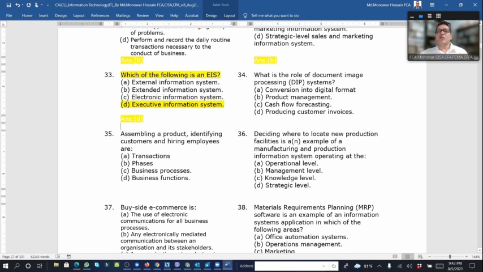What is the role of document image processing, DIP? We know DIP means document image processing system. What is the role of the document image processing system? Convert into digital format, product management, cash flow forecast, produce customer invoice. What would be the answer? Answer A, conversion into digital format.